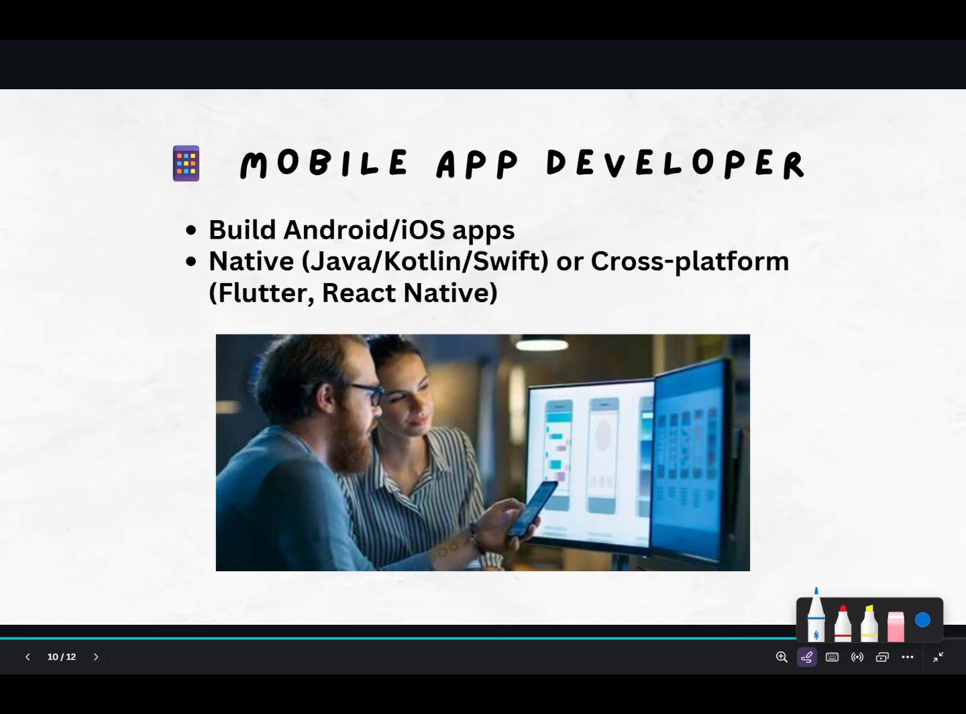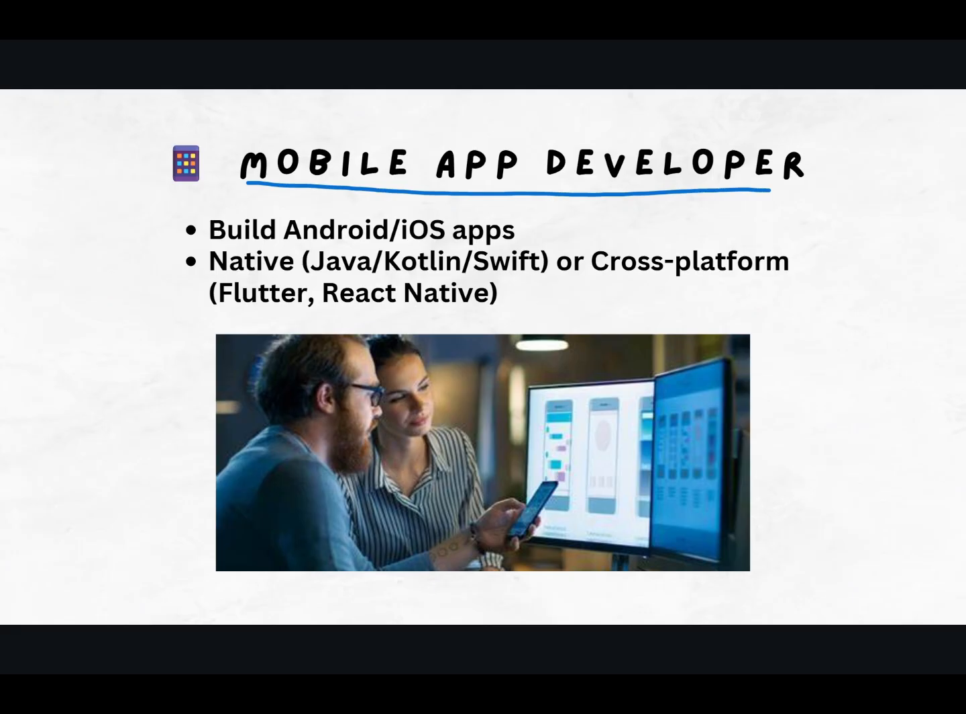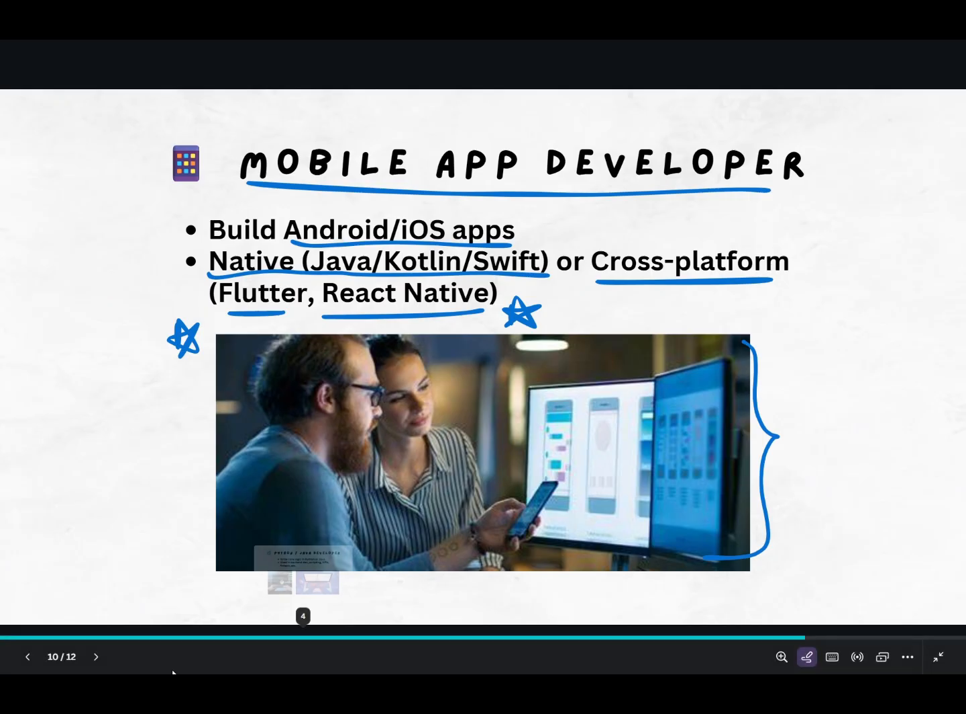Yes, so what does a mobile app developer do? As the name suggests, they build Android and iOS applications for mobile phones. Now see, for native development you can use Java, Kotlin, or Swift. And cross-platform means that it will work on all devices. So that's Flutter, React Native. Okay, so that's how you will design all these mobile applications.